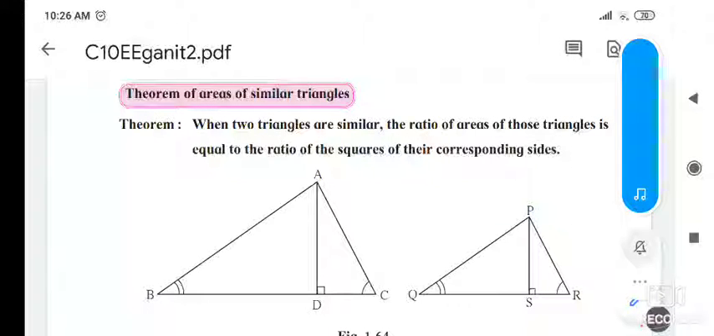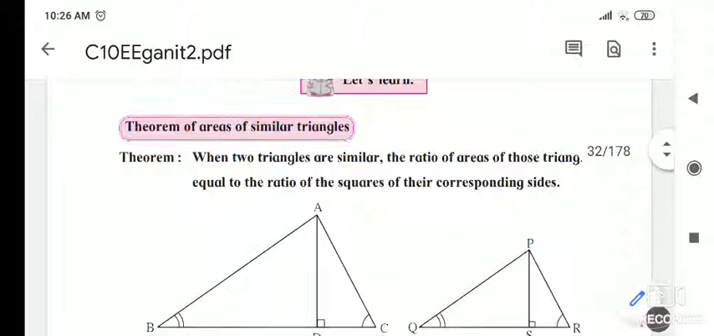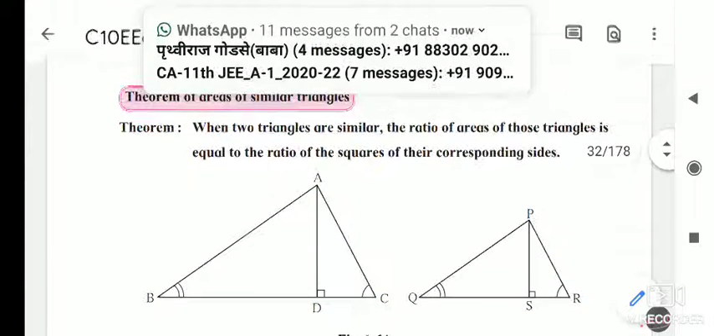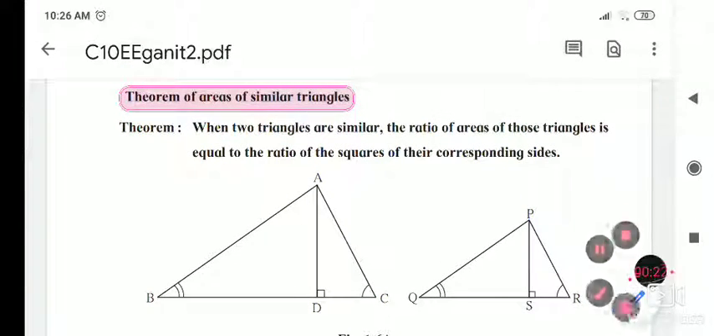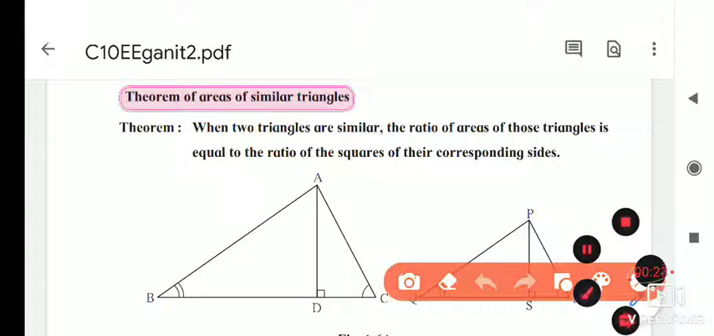Hello students, today we will see the revision lecture of chapter 3 of lesson number one, that is similarity. Under this lesson, today we will take the revision of the theorem of areas of similar triangles and the questions based on it. So first of all, we will understand the theorem.